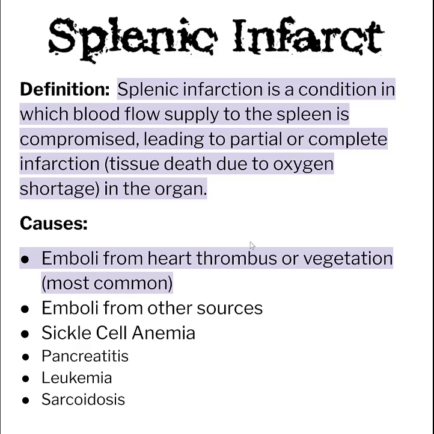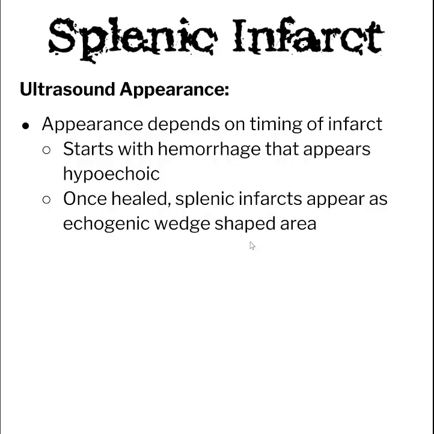And as we mentioned before, sickle cell anemia can also cause some blockages, causing an infarct. On ultrasound, it really depends on the timing of the infarct. Once the tissue starts to die off, the vessels become very weak and it can start to hemorrhage. And so if there is a hemorrhage, that hemorrhage is going to change appearance based on the age of the blood. And we've talked about this before.